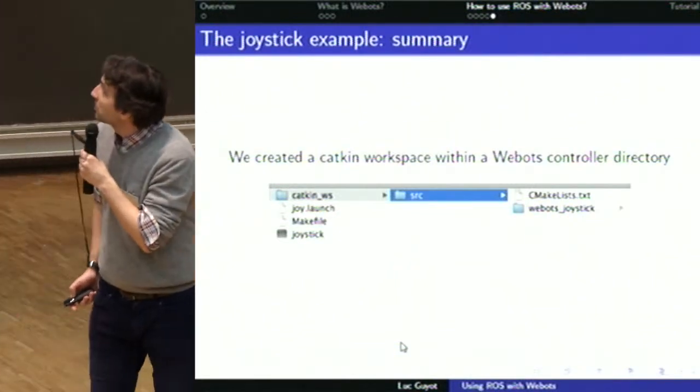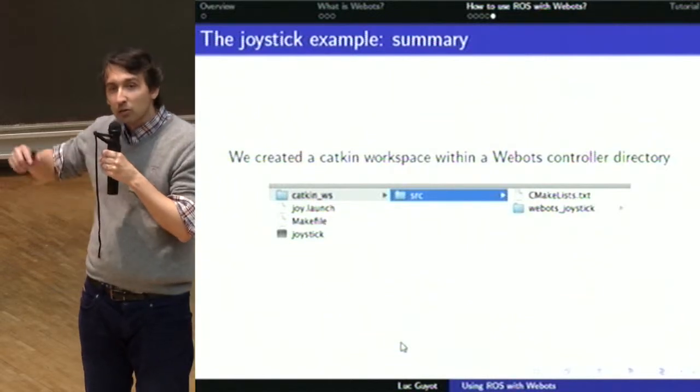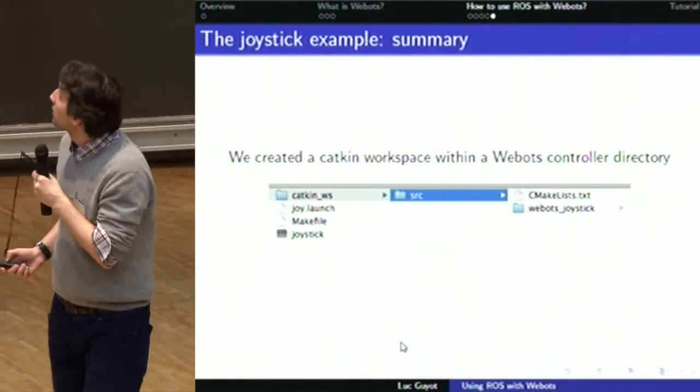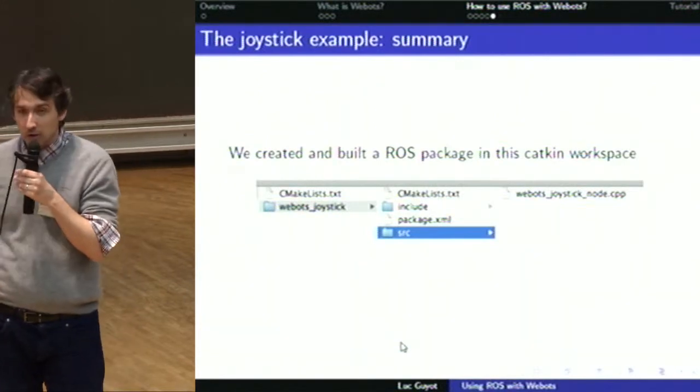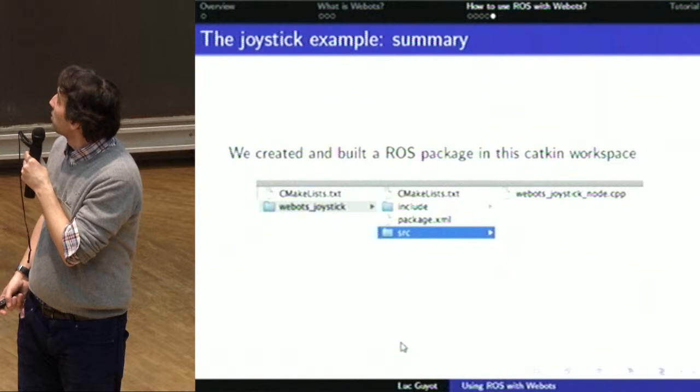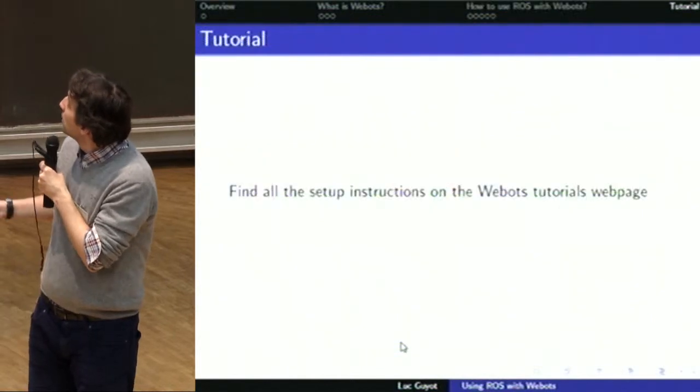So, a summary of what we did. First, we created a Catkin workspace inside the Webots controller directory. And inside this Catkin workspace, we created a ROS package called webots joystick. And that's pretty much it.